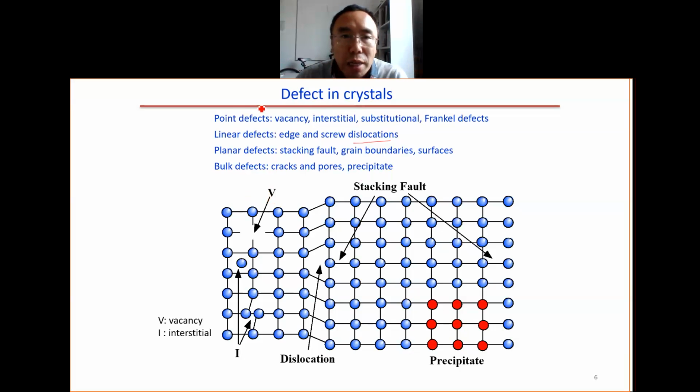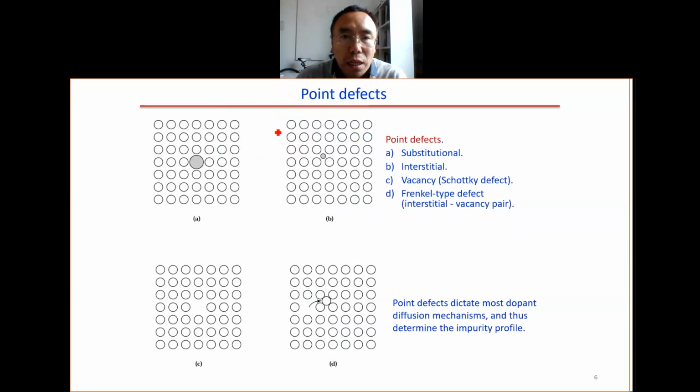So now let's look at the point defect. The point defect is more important because it determines the dopant diffusion in the material. We have the substitutional point defect, which, for example, can be boron. If it's boron, this is doping. This is the interstitial point defect. This one is a vacancy. And this one is the Frenkel type defect, which is the pair of an interstitial and a vacancy.